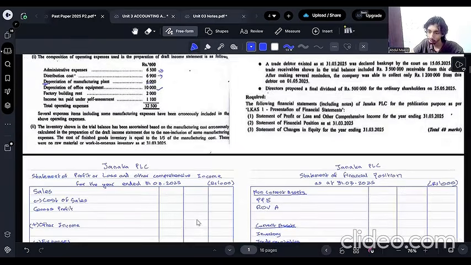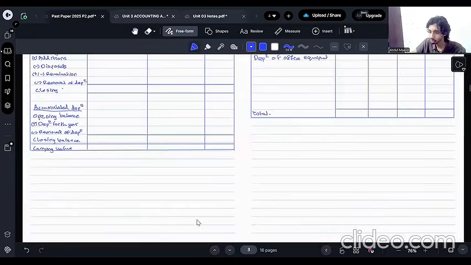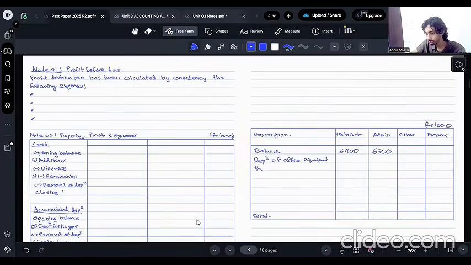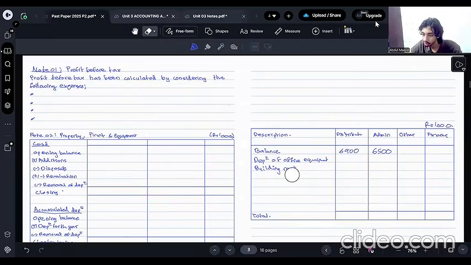And then factory building rent. Factory building rent will be an admin expense. Sorry. A factory building rent also will be added to the manufacturing overhead. All right.